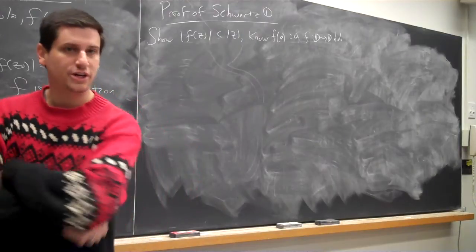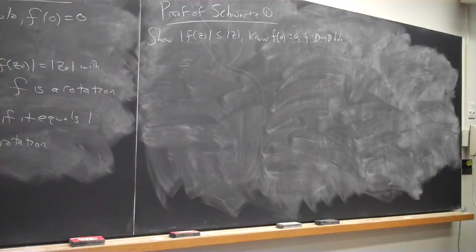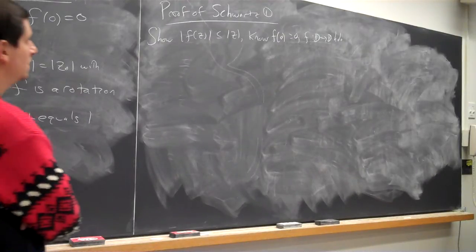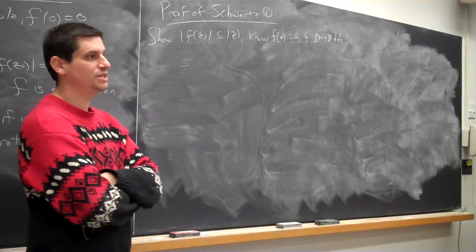So what's a good expression I could look at that's related to |f(z)| being less than or equal to |z|? And remember, you know f(0) is 0.